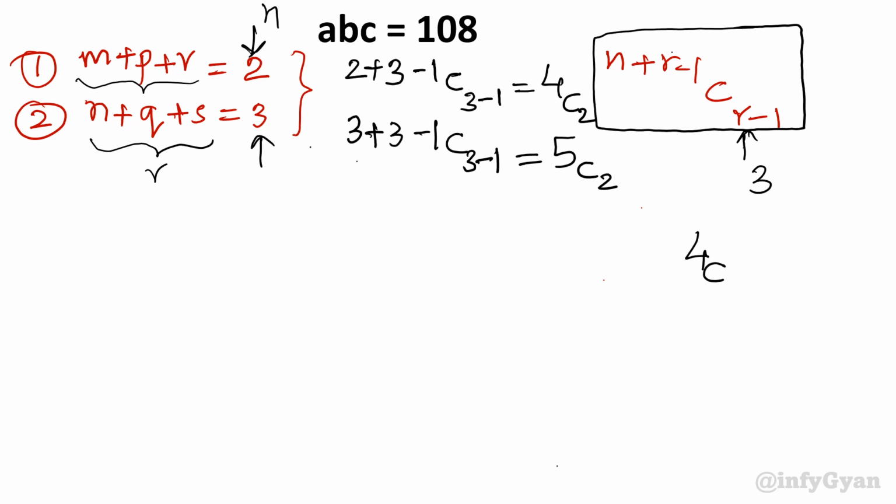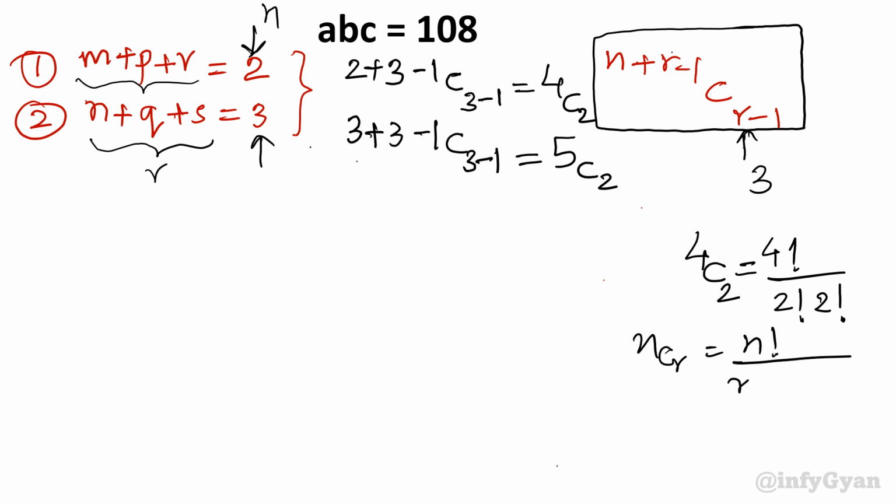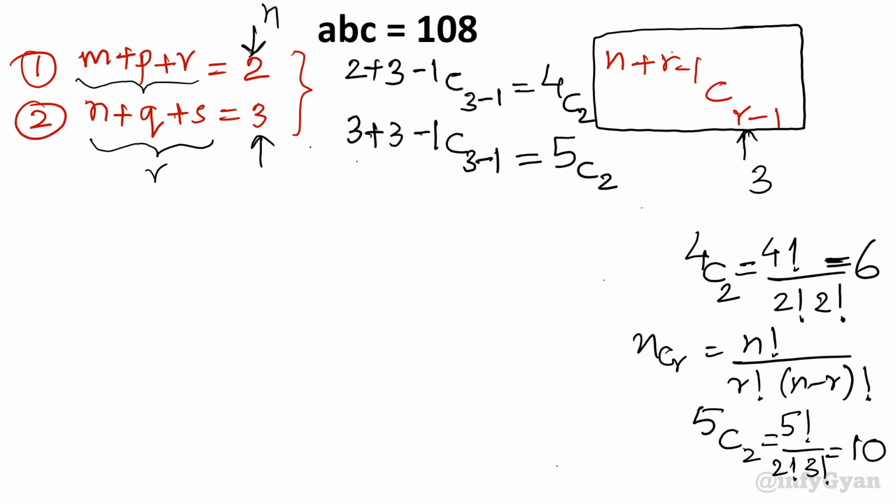So 4C2 will be equal to 4 factorial over 2 factorial into 2 factorial. The formula is nCr equals n factorial over r factorial times n minus r factorial. If you simplify, this value will come out 6. 4 into 3 into 2 factorial, that will be cancelled out. So 4 into 3 is 12 over 2 factorial, that is 12 over 2, so 6. Now the second value, 5C2, is 5 factorial over 2 factorial into 3 factorial. If you simplify this, it will come out 10.